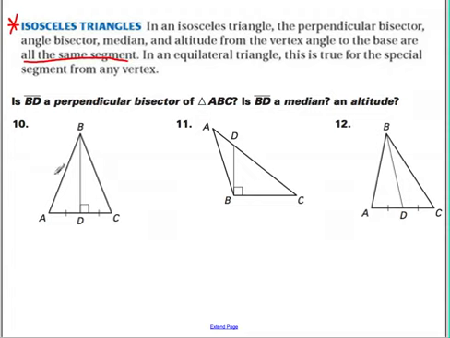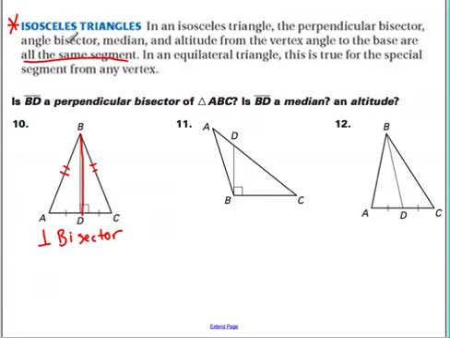Well, I luckily have an isosceles triangle right here. And if you look at this line, BD, let's talk about what it is. Well, first off, this is a perpendicular bisector, right? What does it bisect? Well, it bisects this side over here. It's definitely perpendicular. It goes through B. We're set. It's a perpendicular bisector.